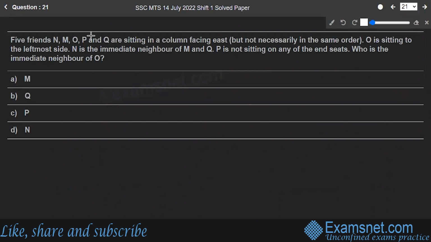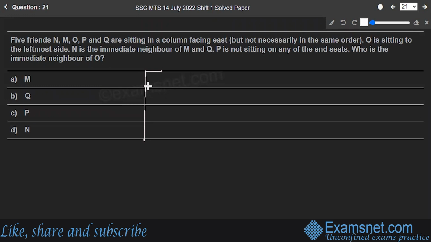Question number 21. Five friends N, M, O, P, Q are sitting in a column facing east, but not necessarily in the same order. O is sitting on the leftmost side. N is the immediate neighbor of M and Q. P is not sitting on any of the N seats. Who is the immediate neighbor of O? To answer this question, first of all, understand you have five friends. They are sitting in a column facing east. So this is probably their sitting arrangement.